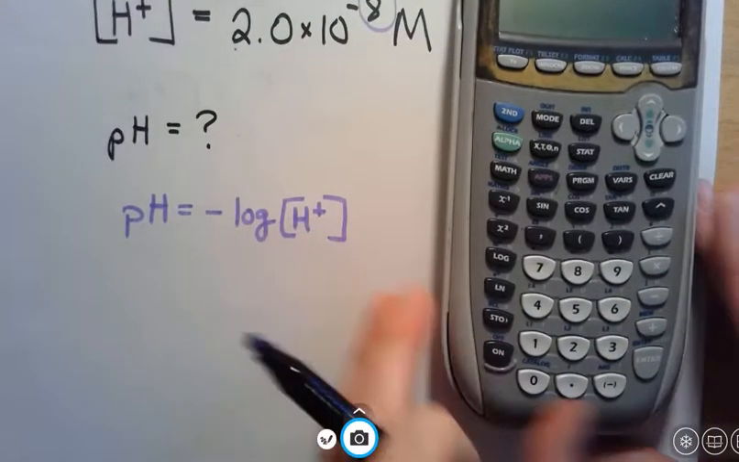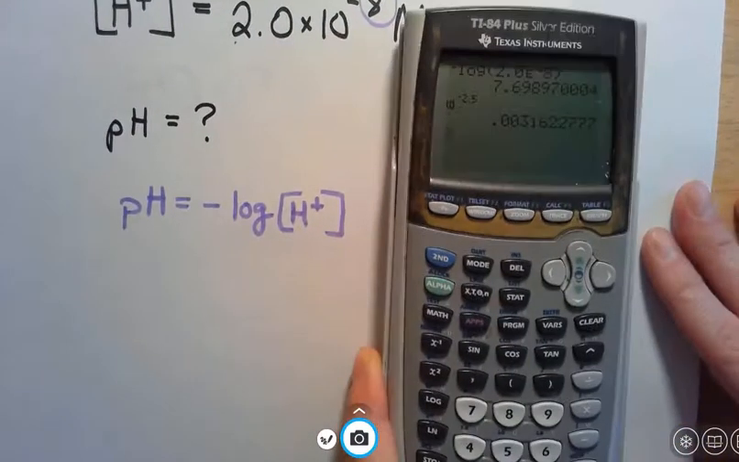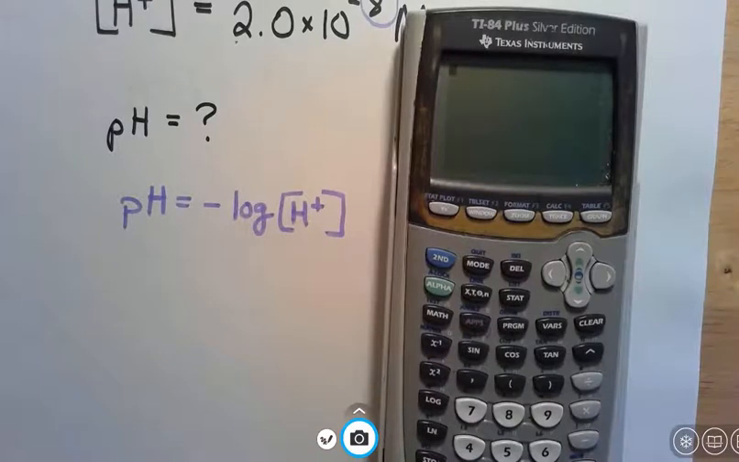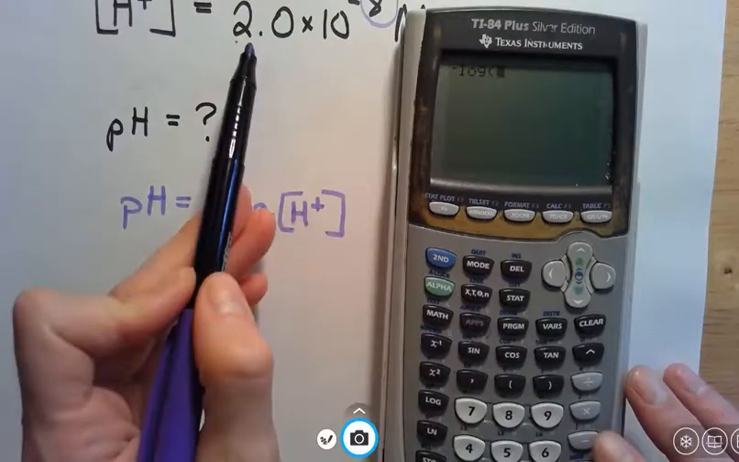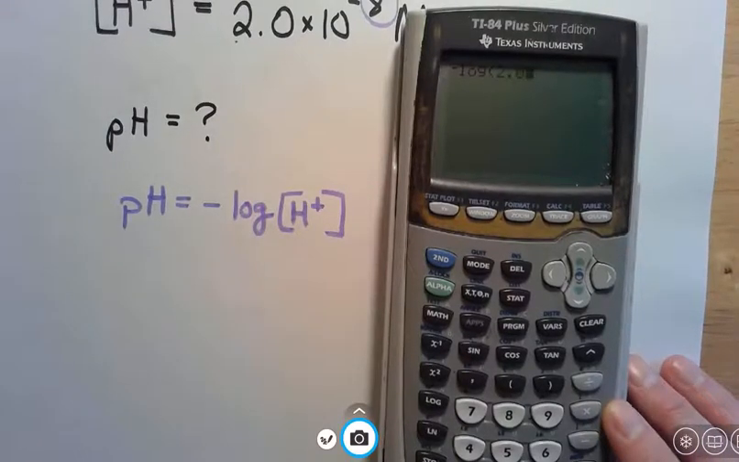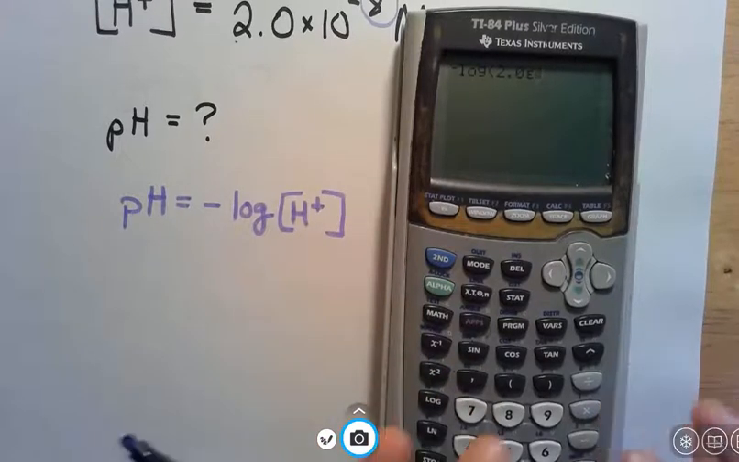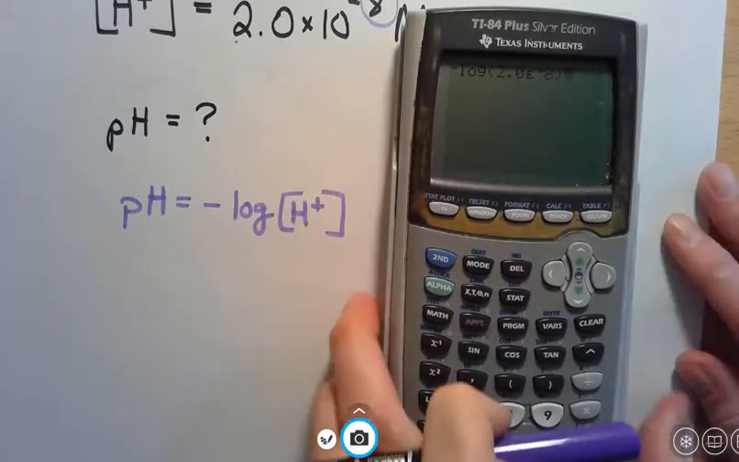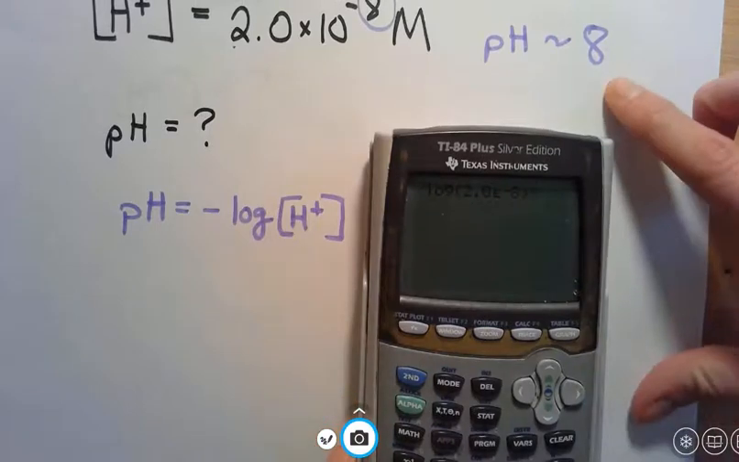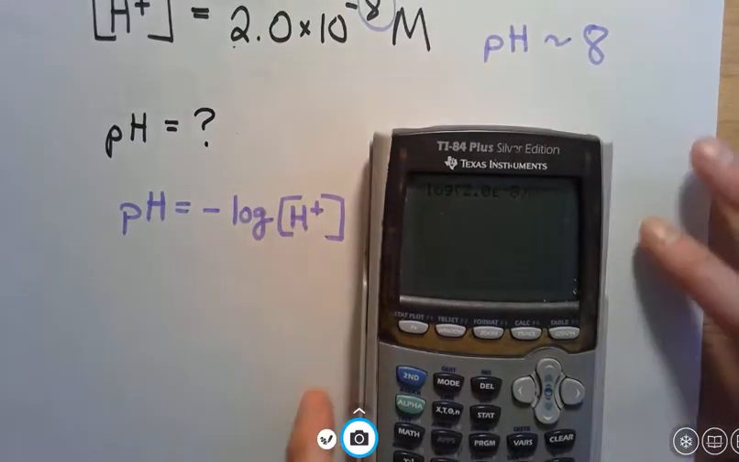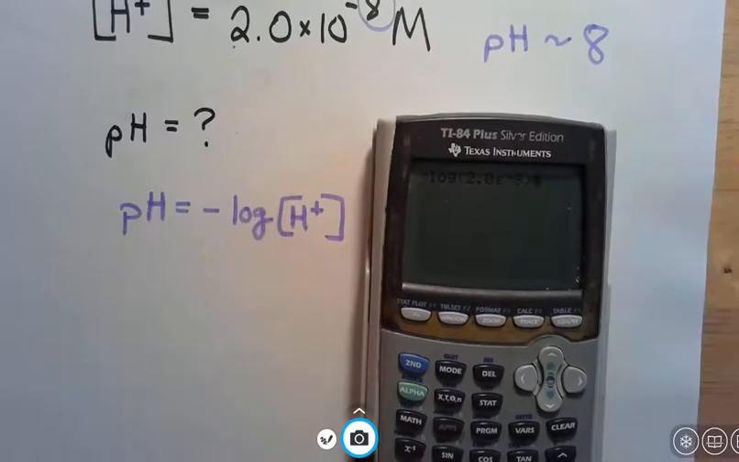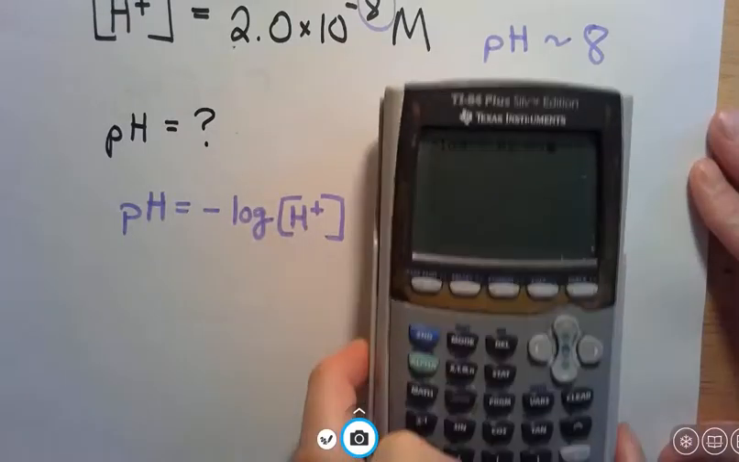So let's look at that calculationally. What I'm going to do with this here is apply a negative log. It needs to be the negative sign, not the subtraction sign. And then I'm going to plug in my number, 2.0 E negative 8. And remember, our value here should be pretty close to 8 because that's what the exponent is, but this 2 out front is going to bump it a little bit away from 8.